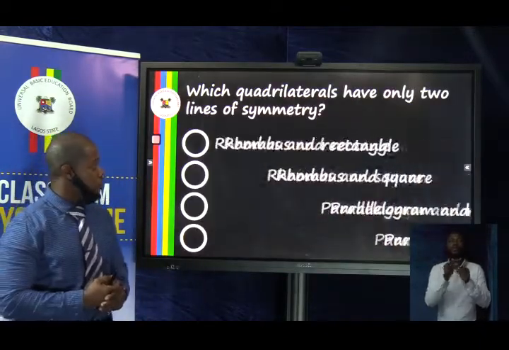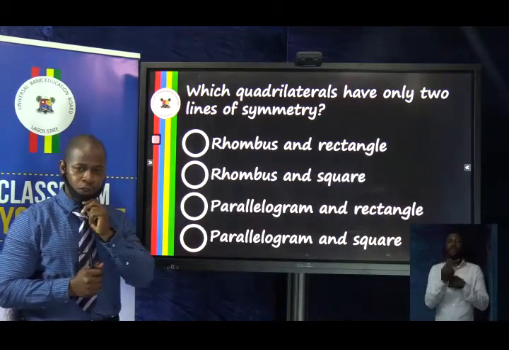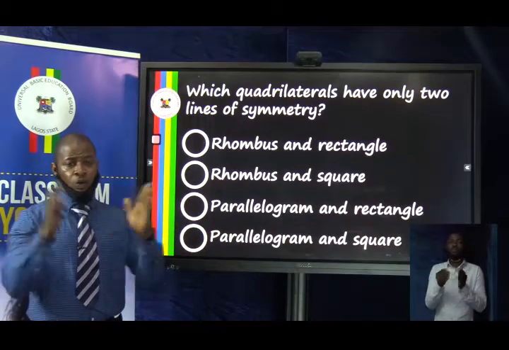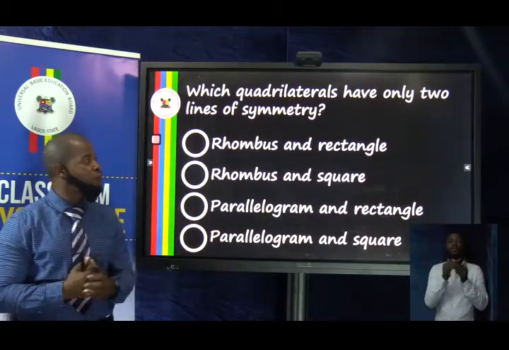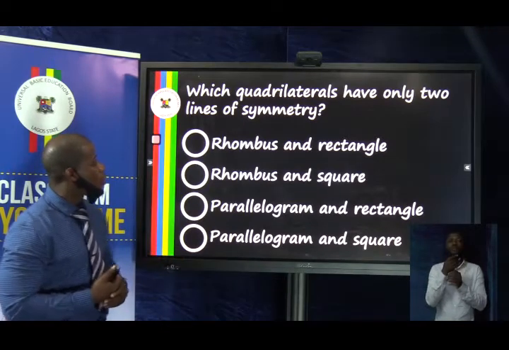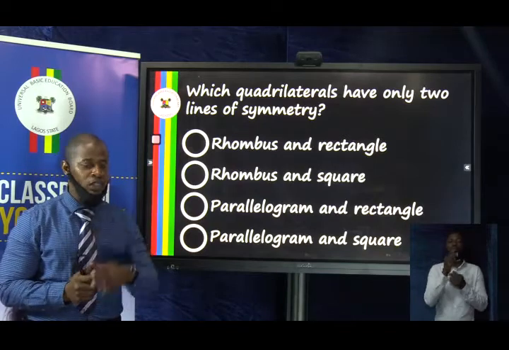Which quadrilaterals have only 2 lines of symmetry? Remember symmetry line? We fold it, they are equal. We fold it again, they are equal. Which of these pair of quadrilaterals have only 2 lines of symmetry?